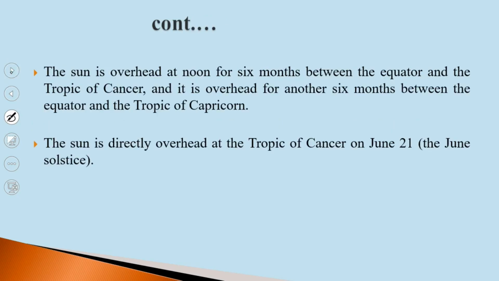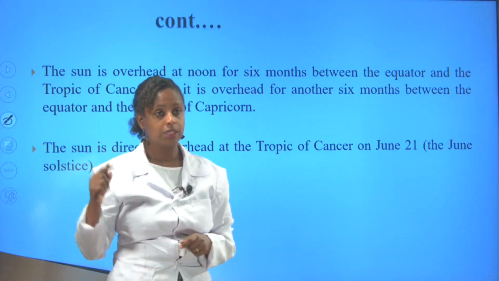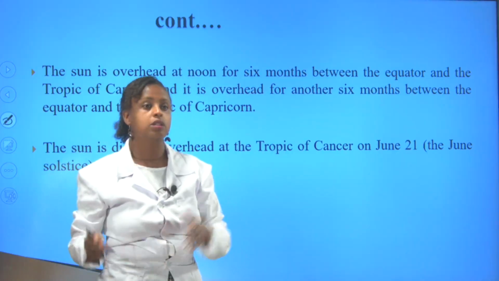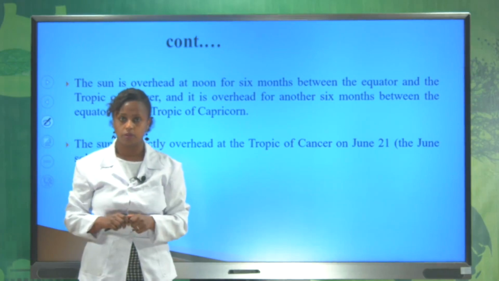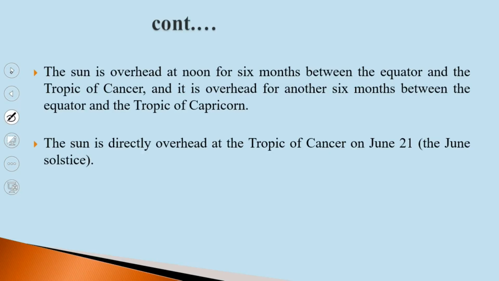The sun is overhead twice a year, for 6 months, between the equator and the two tropics, Tropic of Cancer and Tropic of Capricorn. For instance, on June 21st, the sun is directly overhead at the Tropic of Cancer. We call this the June solstice.